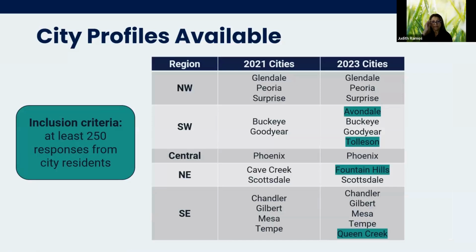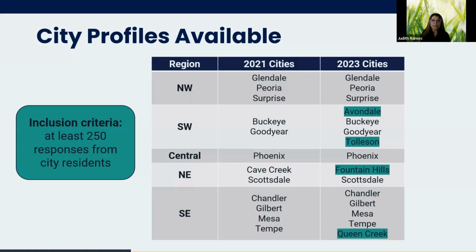So these are what we call our city profiles that are available. And one of the requirements to have a profile that is really representative of each city is that we request at least 250 responses from city residents. And we obtain them through a variety of events. Even if we were in the city of Mesa, but someone from the city of Chandler was attending this event, Chandler would still be counted as a Chandler resident. So just so that you're aware, all these surveys were actually representative of the individual.